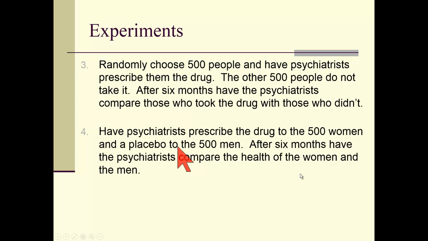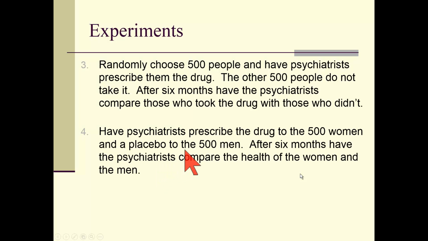And so that brings up the idea of a placebo. So fourth scenario is we'll prescribe the drug, say, to the 500 women in this study, and a placebo to the 500 men. A placebo, or a so-called sugar pill, is a capsule that would look exactly like the drug, but it would just have some inert material in it that would not do anything one way or the other to the patient. And the patients would not know whether they were getting the drug or the placebo. And then we'll compare the health of the patients after this study.